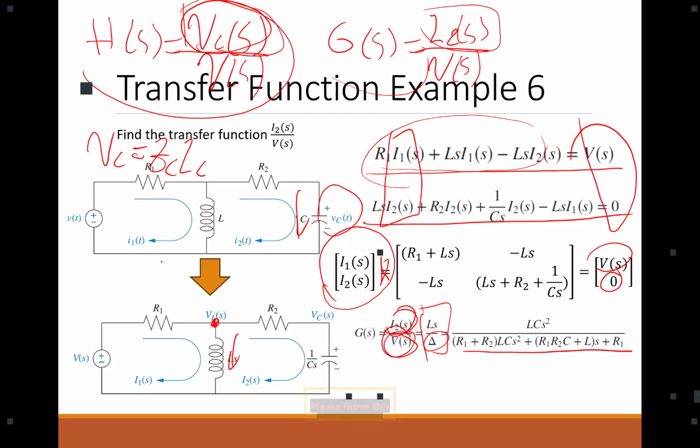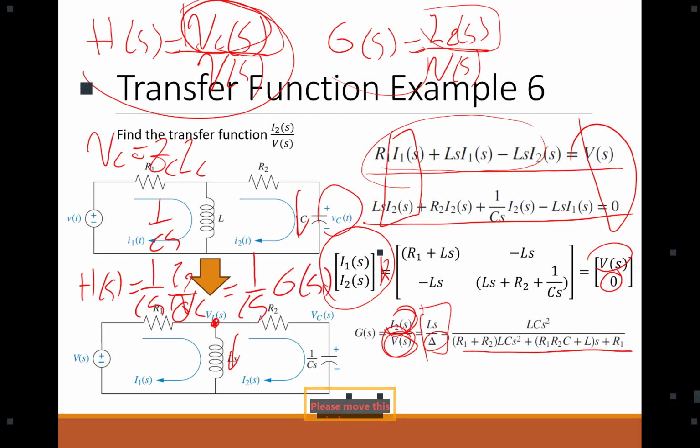1 over CS. Correct? So here, this H of S is 1 over CS times I2 VS. Correct? Which is 1 over CS times G of S. Make sense? Is that clear what we did here?